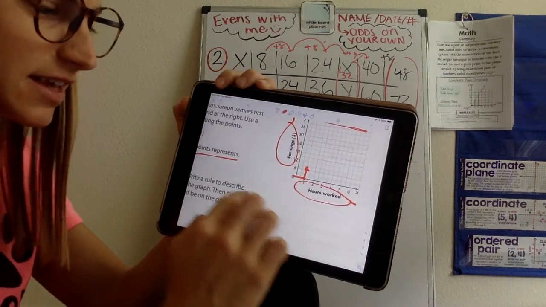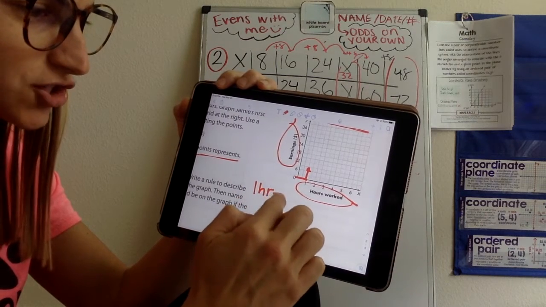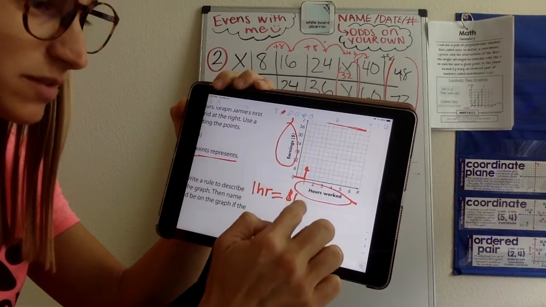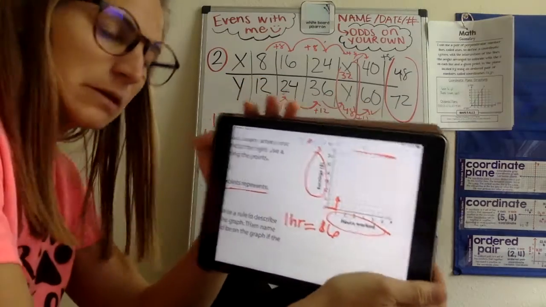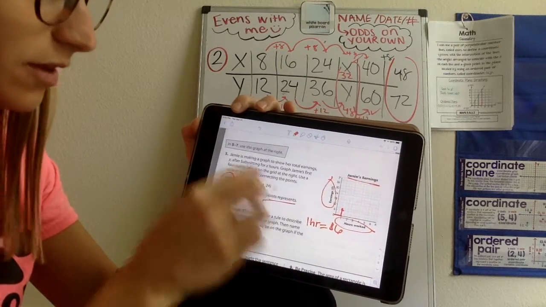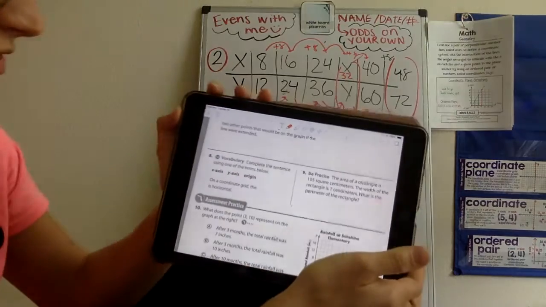This means that Jamie, when she worked 1 hour, she earned how much money? $6. Oh, she makes $6 an hour. We'll be praying for you, Jamie. All right, so that's that one. It's all about analyzing the graph, okay? All right, we have 2 more to go.